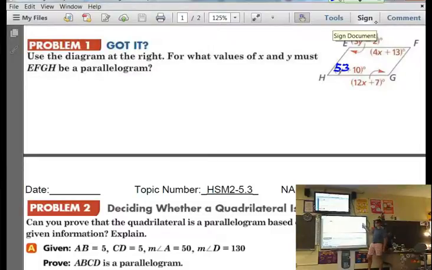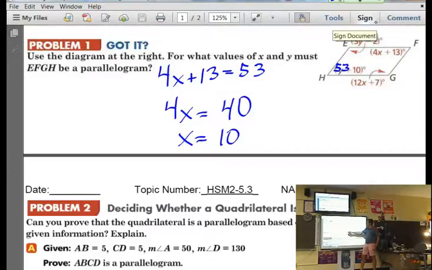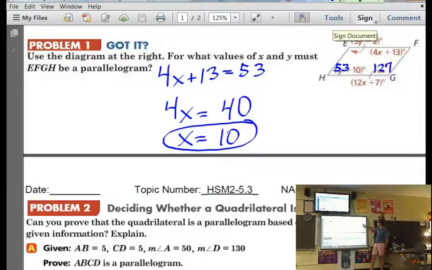So I know that really 4x plus 13 is 53, which when I subtract 13 from both sides, 4x is really 40, which makes x 10, and then I can plug that in. 10 times 12, 120 plus 7. This has to be 127, which I could have already figured out. And I know all of my angles. Do we have any other questions?